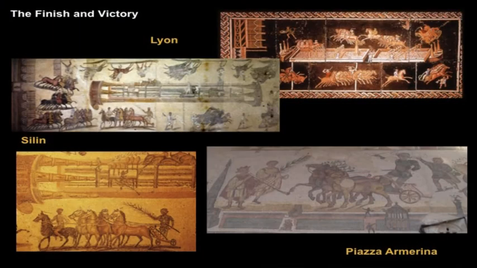The final key moment is the victory. The winning charioteer is shown with the victor's palm branch, either crossing the finishing line, as we have on the Lyon and Cillin mosaics, or being presented with the palm branch, as on the Piazza Armerina mosaic, or doing some kind of victory lap, as might be the case on the Cillin mosaic. So you can see you've got a number of things all going on at the same time.